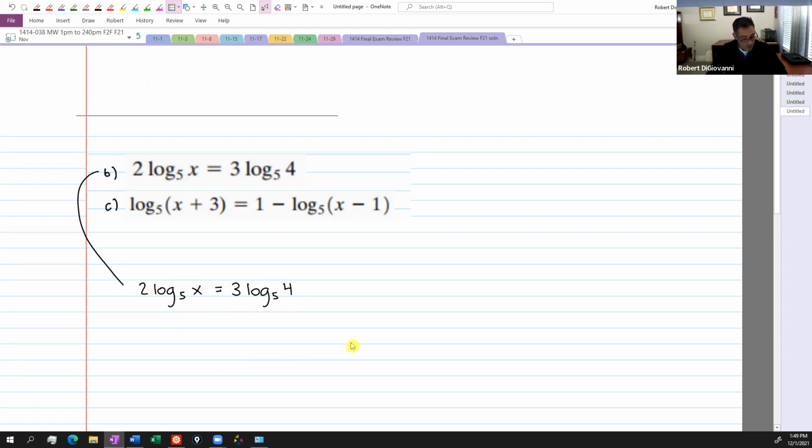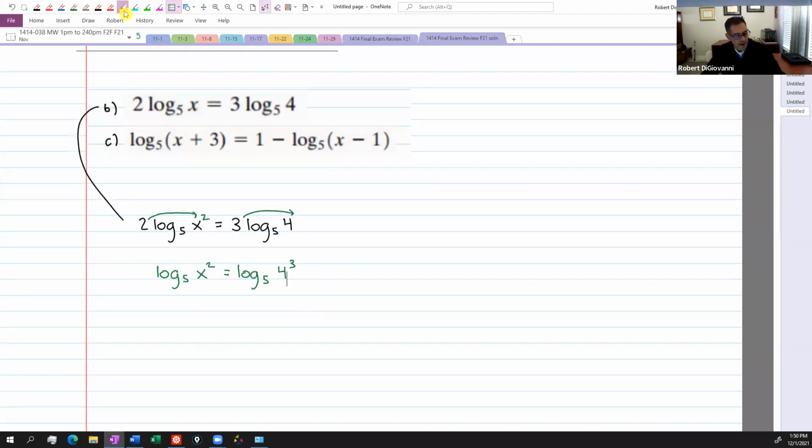So what I'm going to do is use a property of logs that allows me to force this into here and make it a 2 up here. So it becomes log base 5 of x squared. And then I'm doing the same thing over here. I'm going to force this up here. This becomes log base 5 of 4 to the 3rd power. And now that we have the same log, same base, all we have to do is set the arguments equal to one another, and we will have a solution.